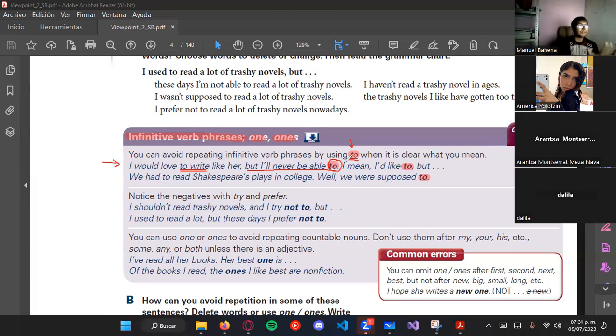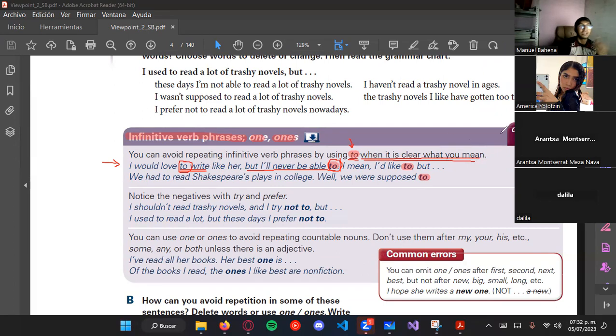Entonces, thankfully, afortunadamente, como estamos utilizando una forma infinitiva al principio, we can leave it there. Lo podemos dejar hasta ahí. But I will never be able to. Nunca voy a ser capaz de hacerlo. ¿Ok? ¿De hacer qué? It's already implicit. Ya está implícito. De escribir como ella. ¿De acuerdo? Por eso aquí nos dice la regla. When it is clear what you mean. Cuando es claro lo que tú estás diciendo, a lo que te refieres. ¿De acuerdo? Yes?